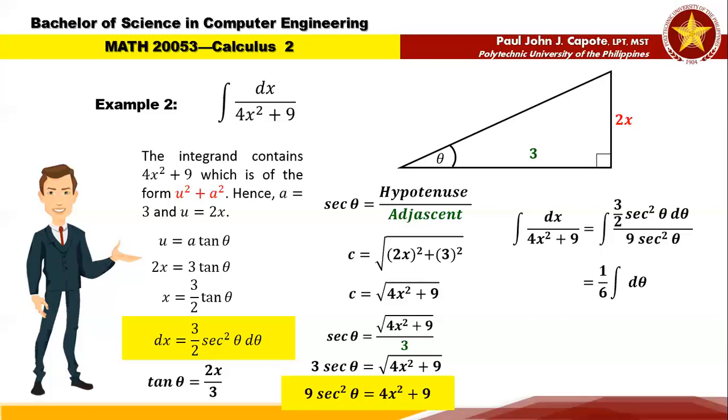We divide 3/2 by 9, and so we get 1/6. Now we have 1/6 times the integral of d theta. So we get 1/6 times theta plus c. Now what is the value of this theta? Which of the information that we have is the value of theta?